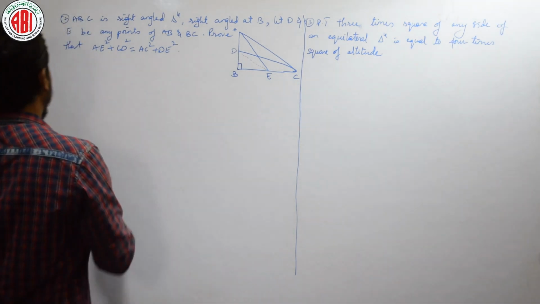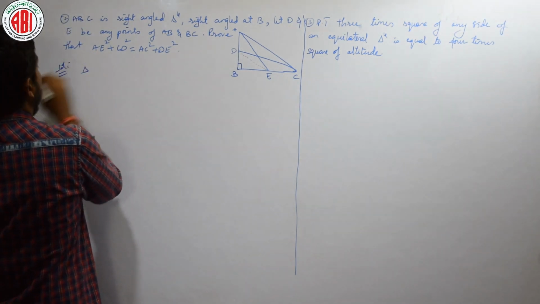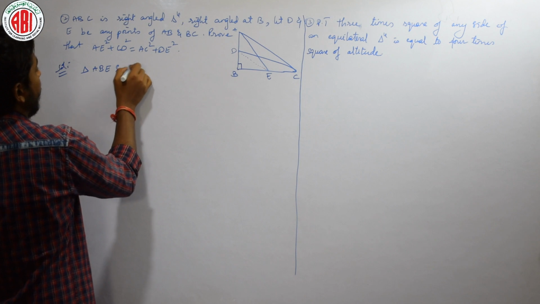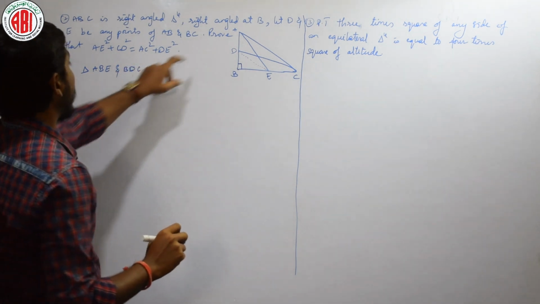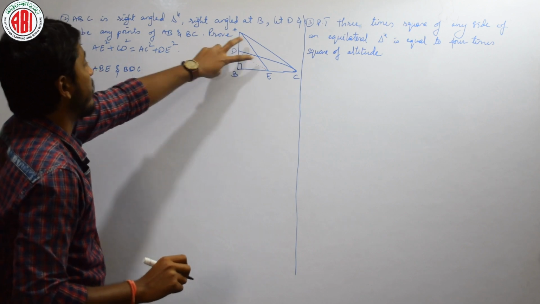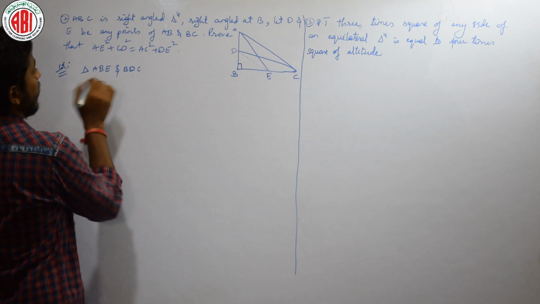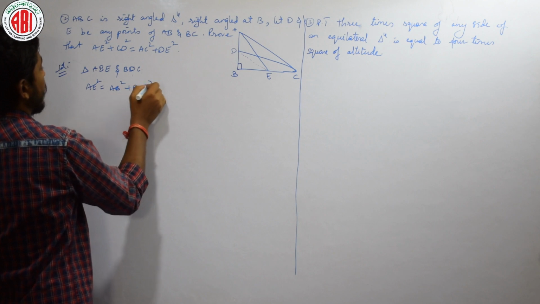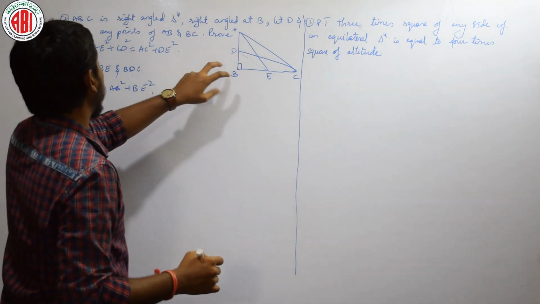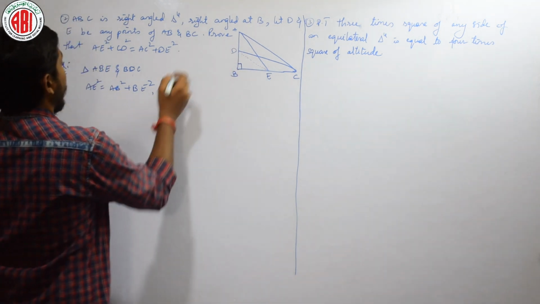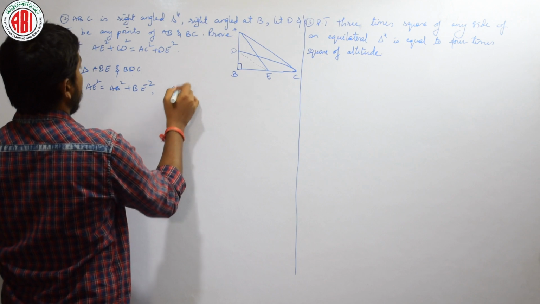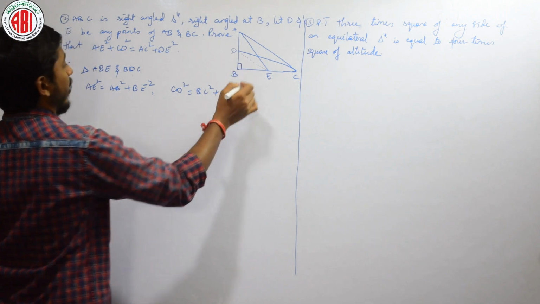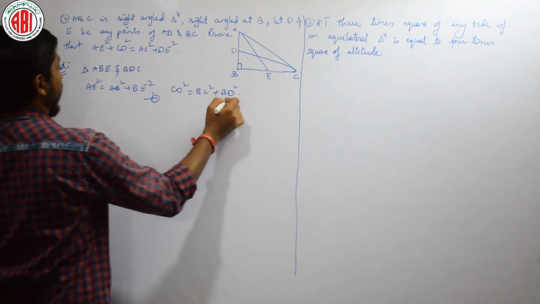Now let us write triangle ABE and triangle BDC. In triangle ABE, I know that AE square is equal to AB square plus BE square. Again, from triangle BDC, I will write CD square is equal to BC square plus BD square. Is it okay? Now let us add these both, 1 and 2.